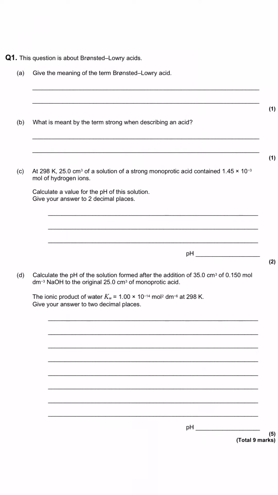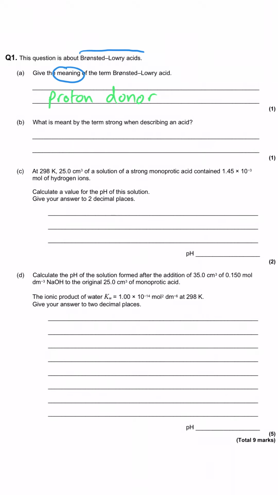I've picked two questions for us to look at that cover as much of the core content as possible, so I can give you lots of hints and tips along the way. This first question is about Brønsted-Lowry acids, and they dive straight in by asking us for the meaning of the term Brønsted-Lowry acid. This is just something that you need to remember, and it's not a lengthy answer. They've given us far more space than we need. We just need to say that Brønsted-Lowry acids are proton donors.